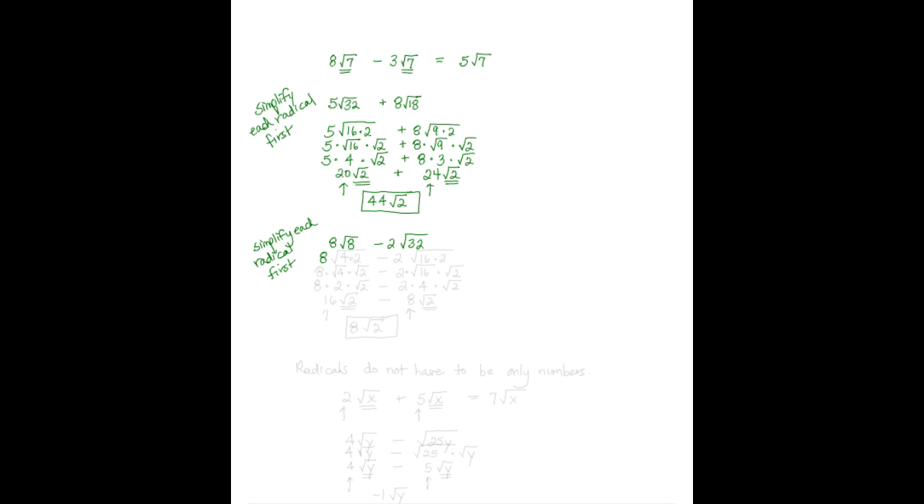The square root of 8 can be simplified into the square root of 4 times 2. Rewriting this, we have 8 times the square root of 4 times the square root of 2. The square root of 4 is 2. Now we have 8 times 2, which is 16, times the square root of 2.